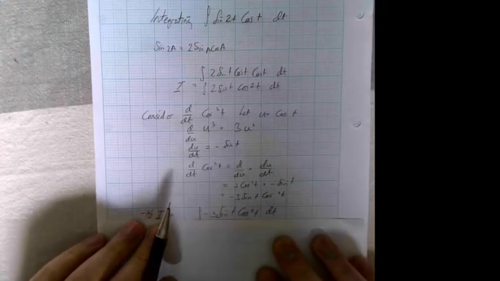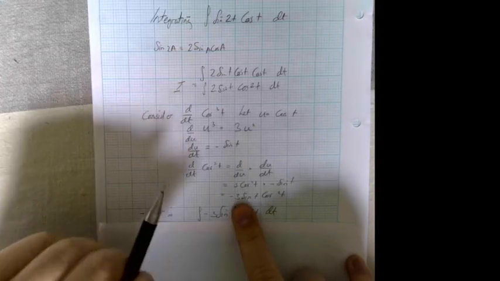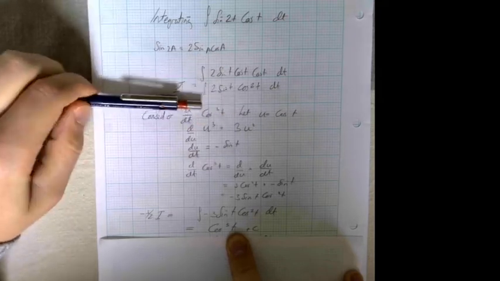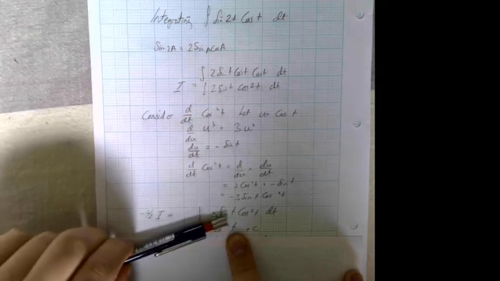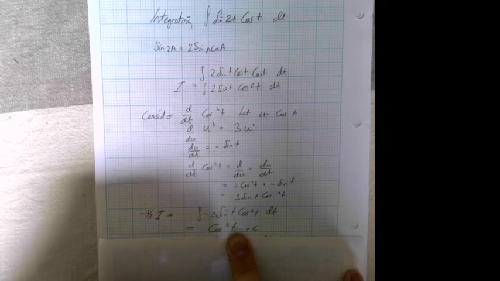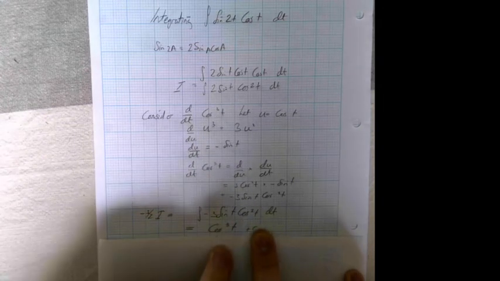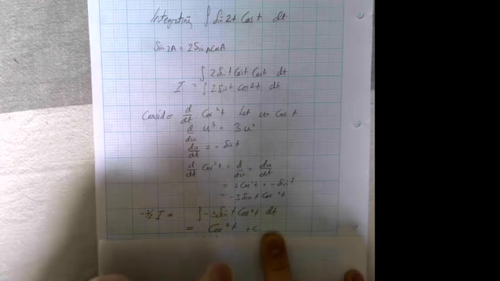And well done if you said, well, if I integrated negative 3 sine t cos squared t, I would get cos cubed t. That's what we've just differentiated: cos cubed t to get negative 3 sine t cos squared t. So if I integrated negative 3 sine t cos squared t with respect to t, I'd get my cos cubed t plus some constant of integration, being formal about it.